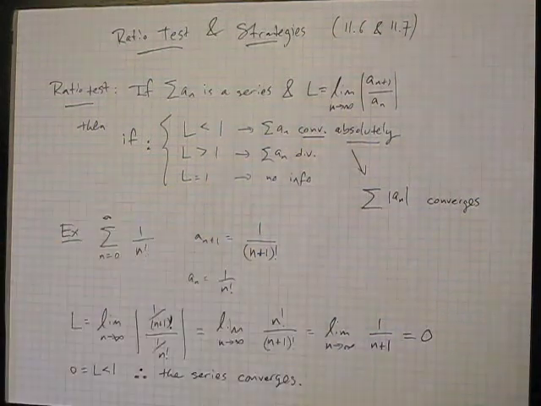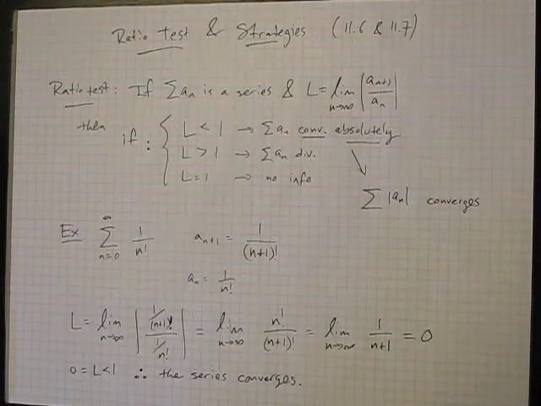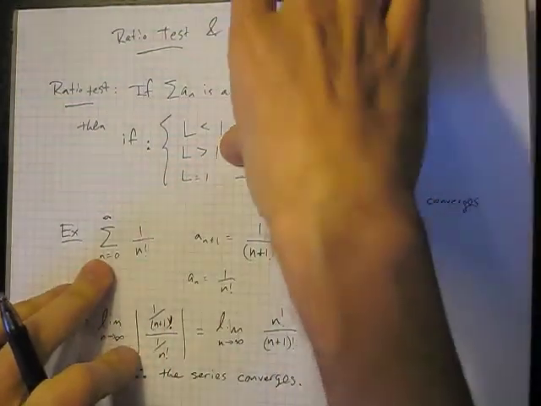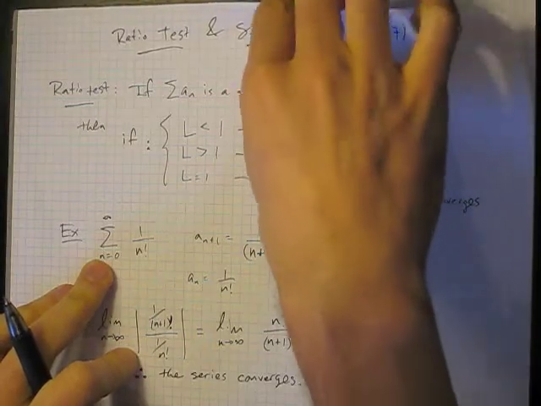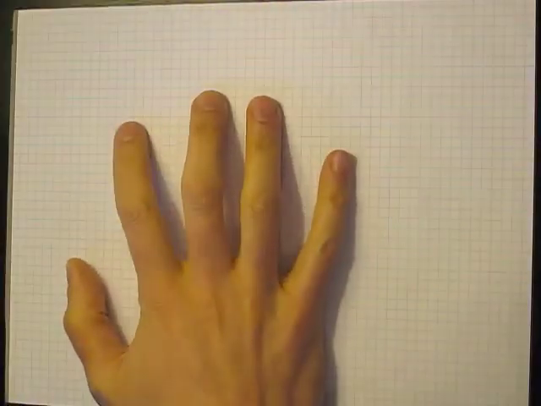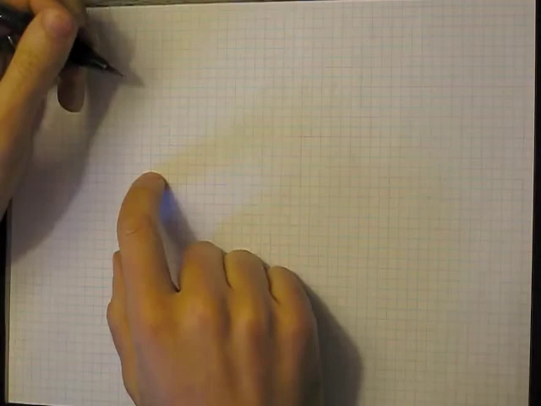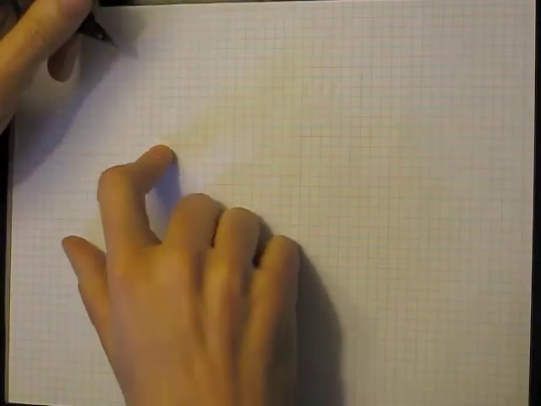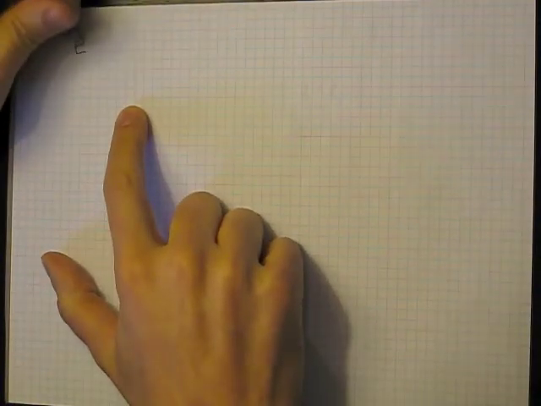Okay. So great. So that is one example of the ratio test in application. Let's do another example of the ratio test. How about this example here?